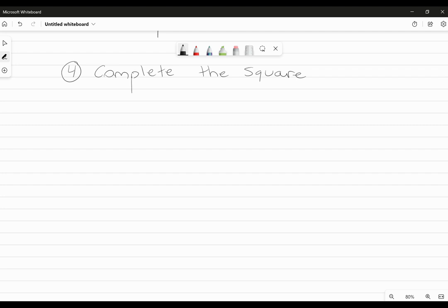All right, another method of solving quadratic equations is called completing the square. This is useful particularly in our geometry class when we deal with equations of circles. So let's take a look at this example. We have x squared minus 20x plus 24 equal to 0.